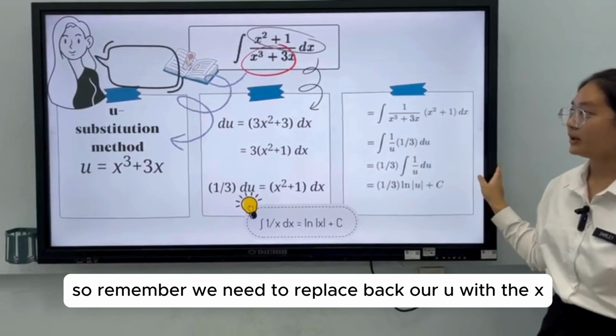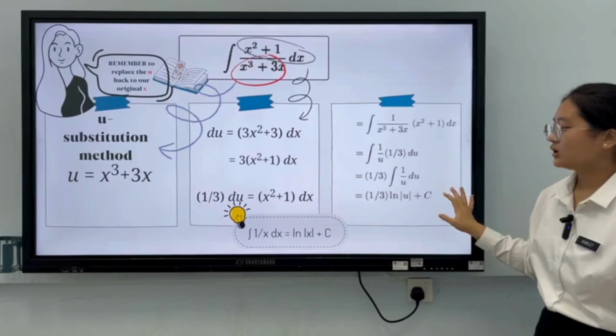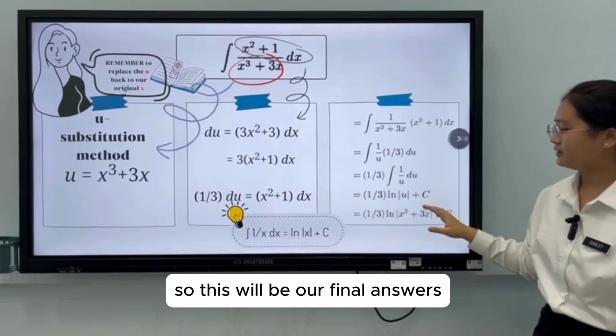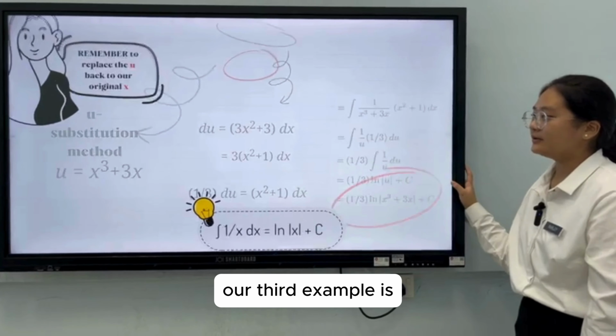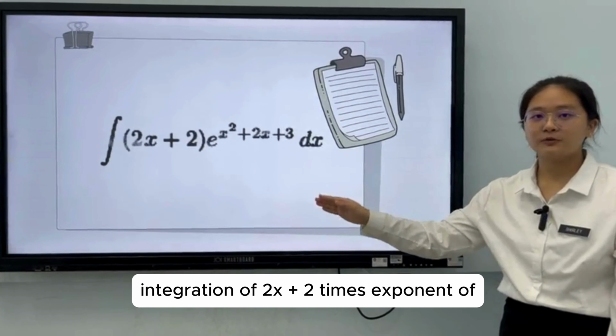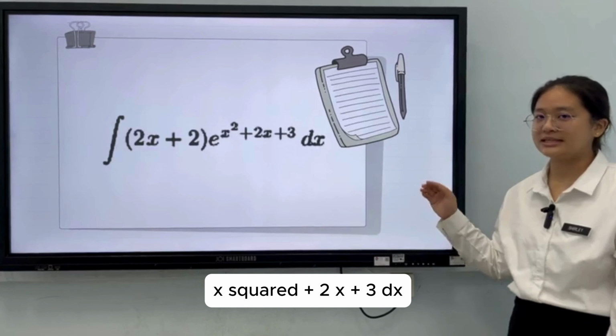So remember, we need to replace back our u with the x. So this will be our final answer. Now let us proceed to our third example. Our third example is the integration of 2x plus 2 times the exponent of x squared plus 2x plus 3 dx.